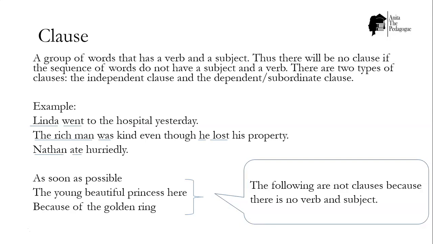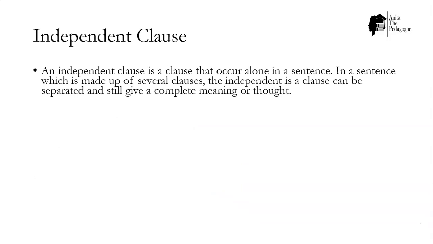Now let's proceed and look at what the independent clause is. So an independent clause is a clause that occurs alone in a sentence. In a sentence which is made up of several clauses, the independent clause is actually a clause that can be separated and still give a complete meaning or thought. Now the key here is that it should give a complete meaning or thought.